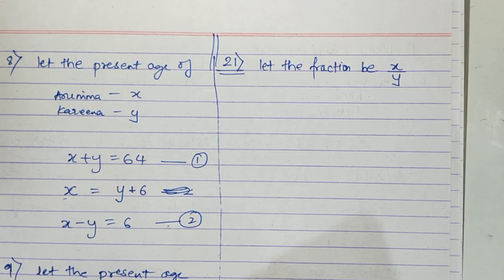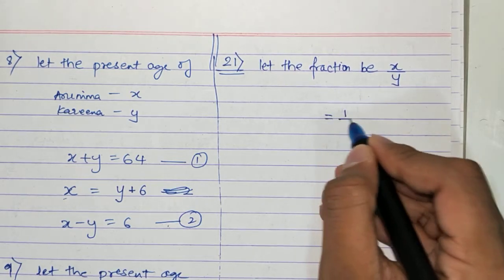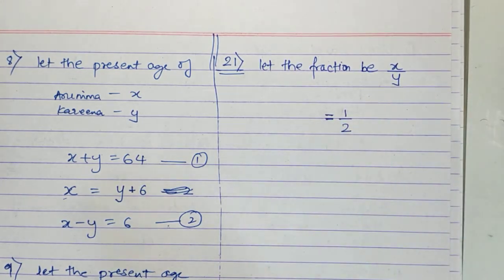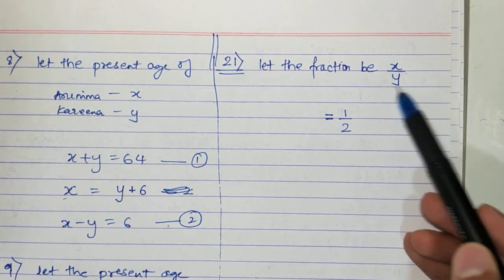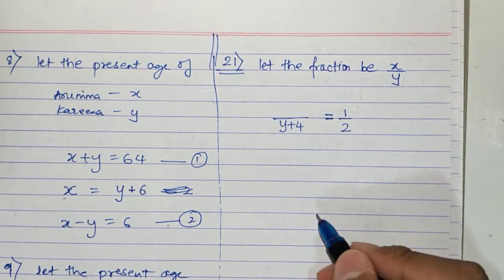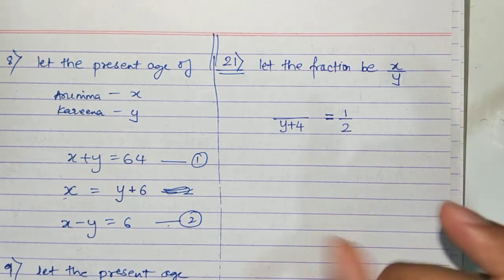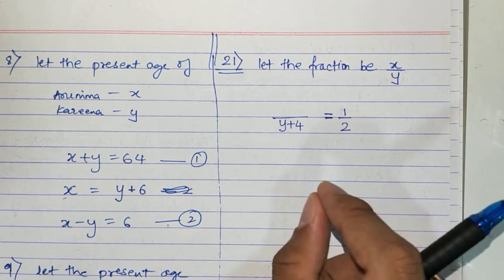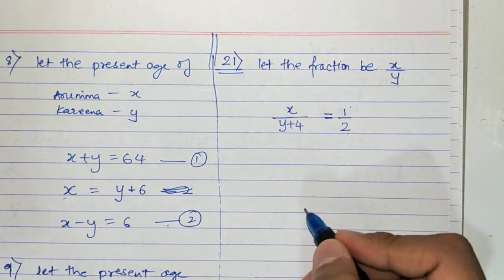Now the question says find the fraction which becomes 1 upon 2 when the denominator is increased by 4. See, the denominator is y. This denominator is increased by 4. So this was the first part. It was only this much. The fraction becomes 1 upon 2 when the denominator is increased by 4. There is no change in the numerator.